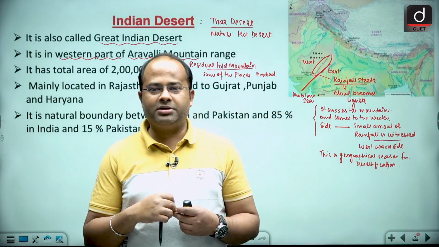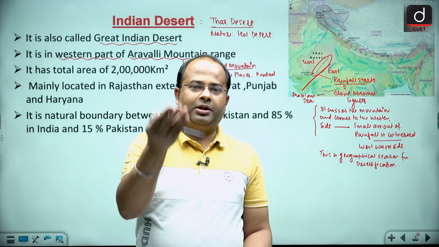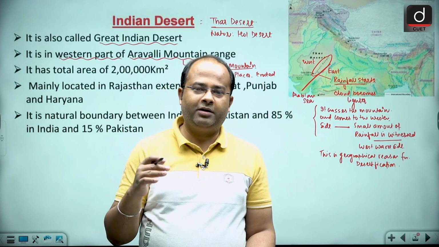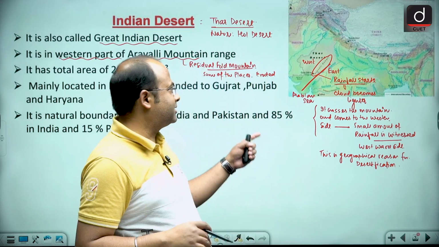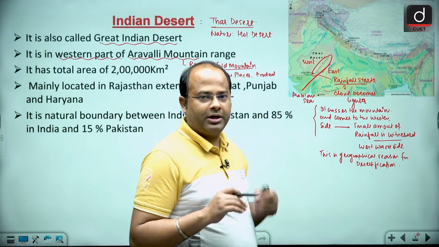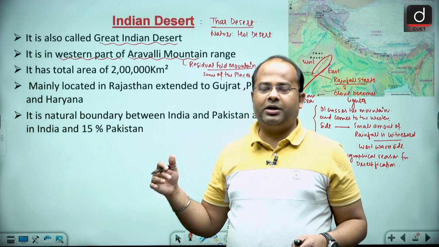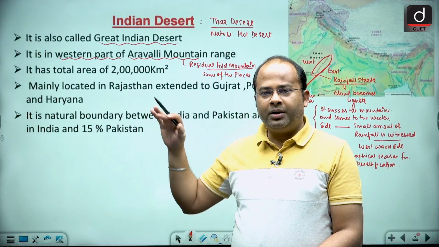What happens is that when the cloud goes to the other side, you will find very less rainfall happens, and due to this less rainfall the desertification starts. So this is one of the reasons for desertification of the Thar area.